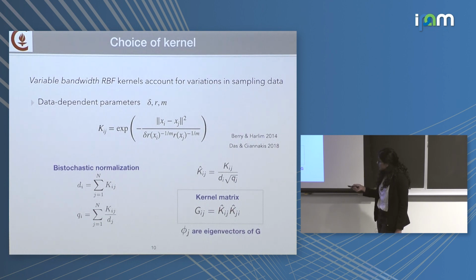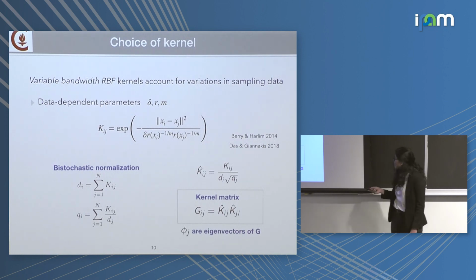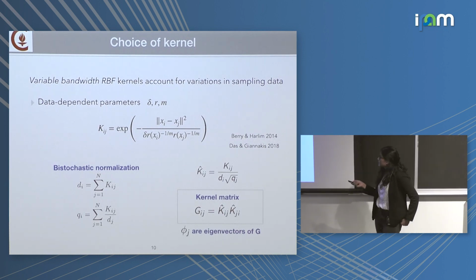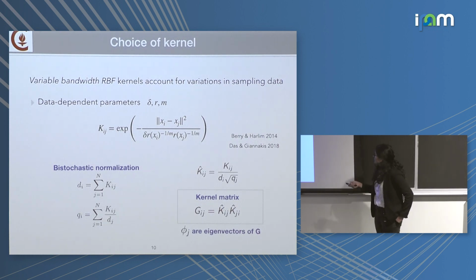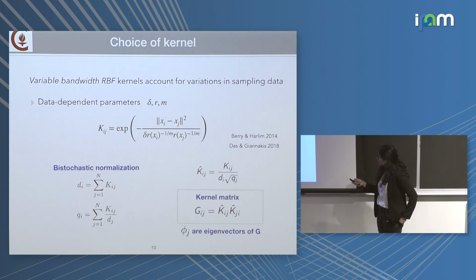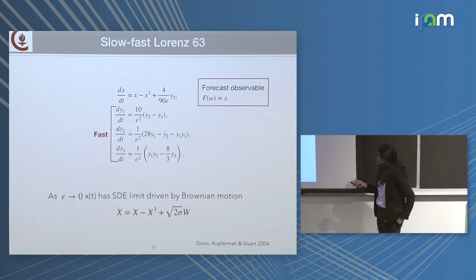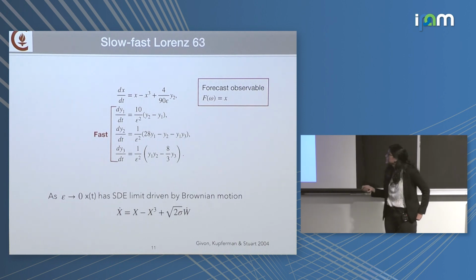You do this normalization procedure to make sure the rows and columns of this kernel matrix sum to 1, which also ensures that you have a symmetric, strictly positive definite kernel that satisfies your assumptions from before. And then you compute the SVD of this intermediate kernel matrix to get your kernel eigenvectors. So you don't have to construct G explicitly. And this kernel becomes relevant for our next example, which does have variations in sampling data and a non-compact manifold.